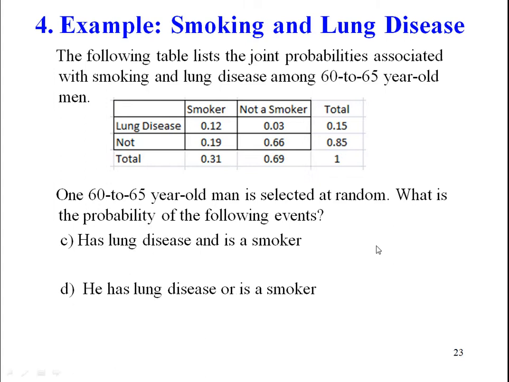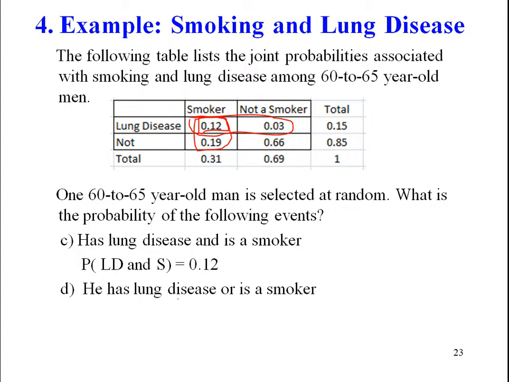Okay, but now, let's do this. Has lung disease and is a smoker? Okay, so that's the intersection of two sets. It has lung disease and is a smoker, so it has to be both of those, so it's right in the table. It's just this one, and that would be 0.12.